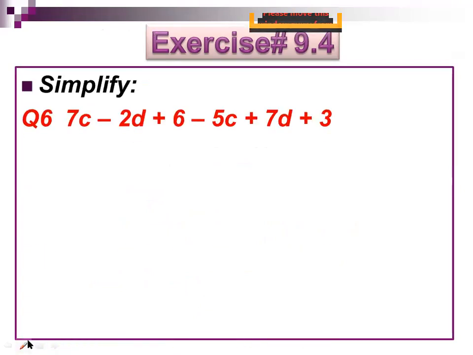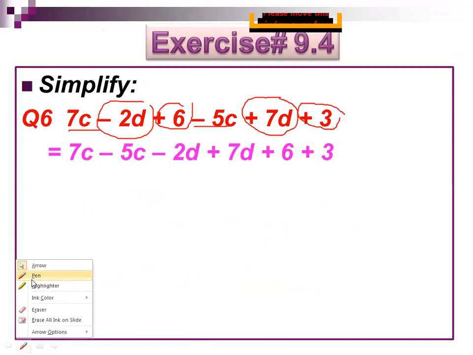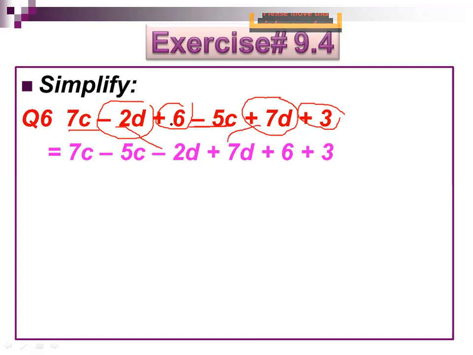Now consider this one. First you have to identify your like terms. Here you have 7c, and then this minus 5c, this is your first like term. Then you have minus 2d, and then plus 7d, this is the second like term. And then your constants, that is plus 6 and plus 3. Now you will arrange the like terms together. First you will write 7c and this one minus 5c. Then this term, minus 2d and plus 7d. And then last will be your constants, plus 6 and plus 3.